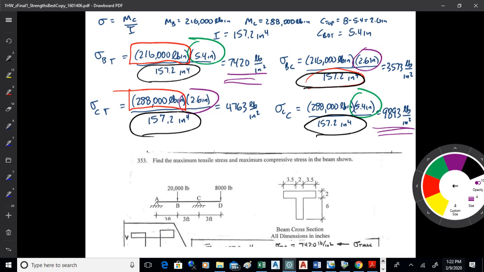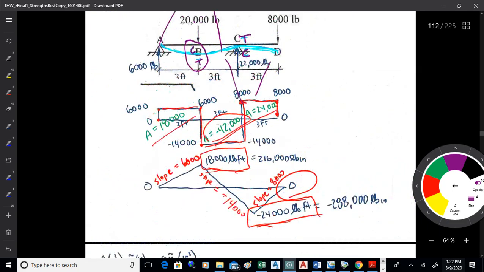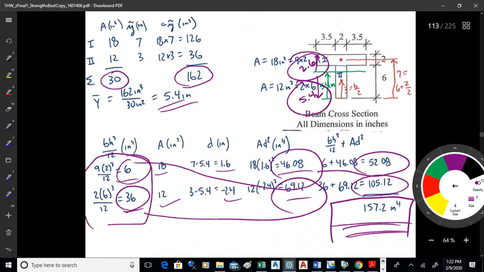Got any questions on that? So in terms of finding C, what does that look like in cross section? Right there, a little crowded, but why don't we draw it up?